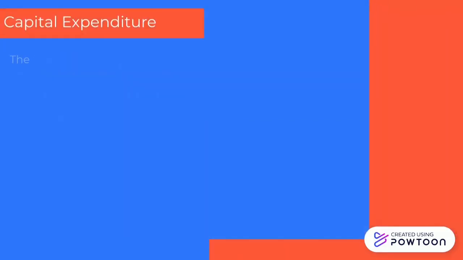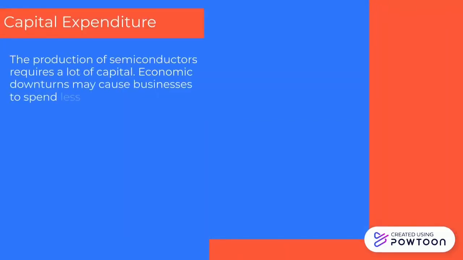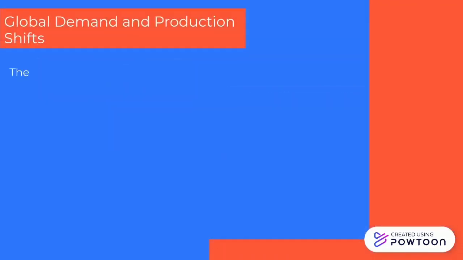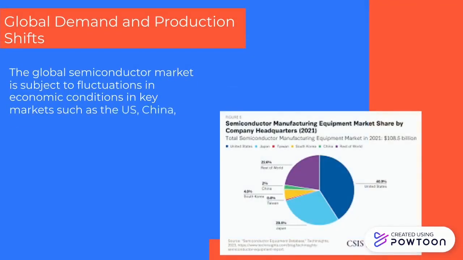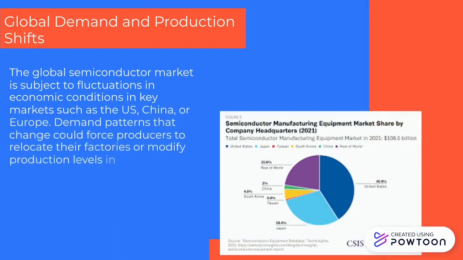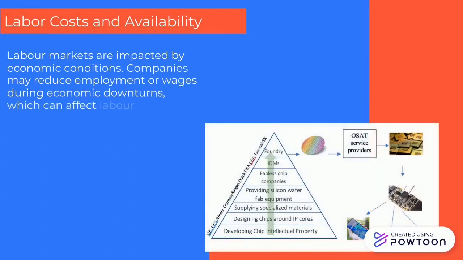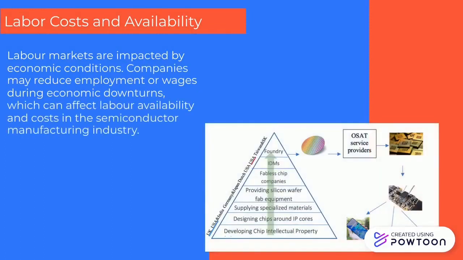Next is capital expenditure. Production of semiconductors requires a lot of capital. Economic downturns may cause businesses to spend less on capital projects. Global demand and production shift. The global semiconductor market is subject to fluctuations in economic conditions in key markets such as the US, China, or Europe. Next is labor cost and availability. Impacted by economic conditions, companies may reduce employment or wages during economic downturns.